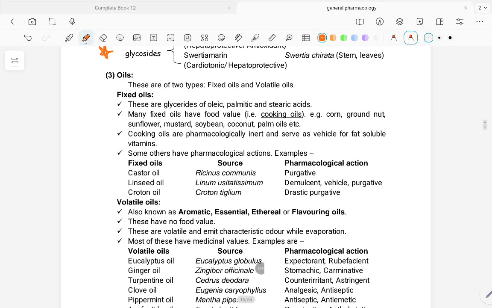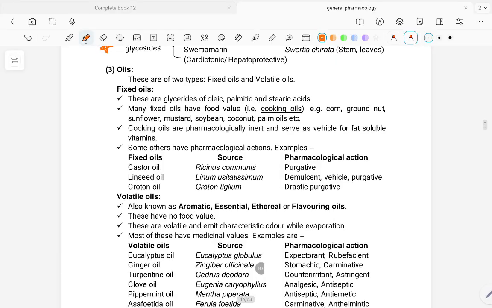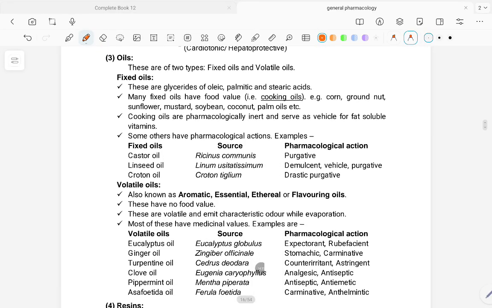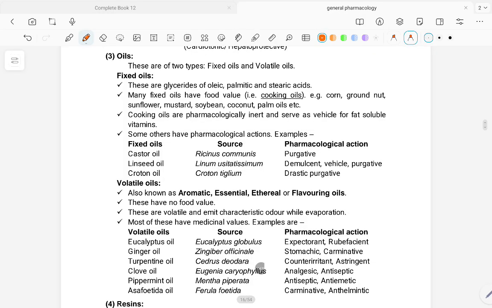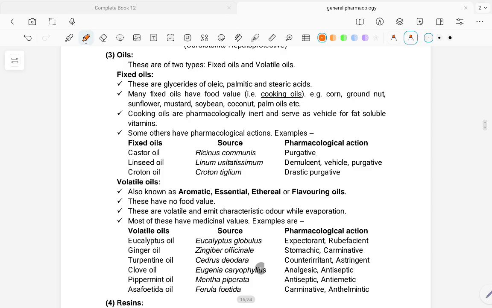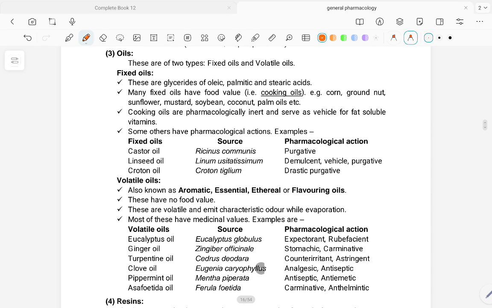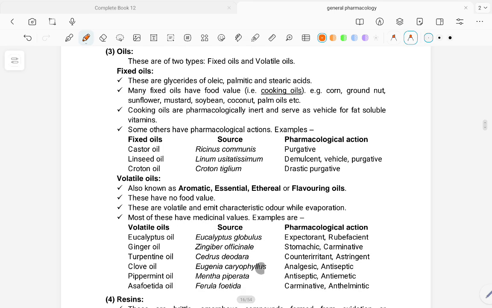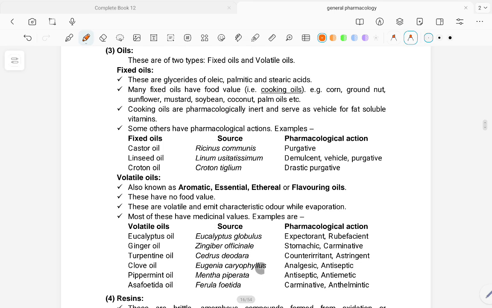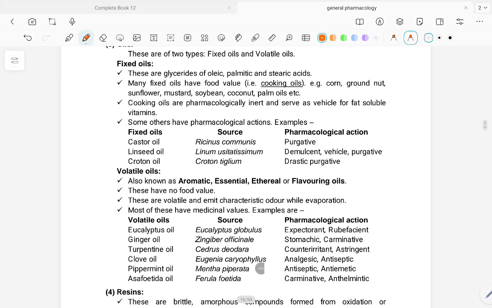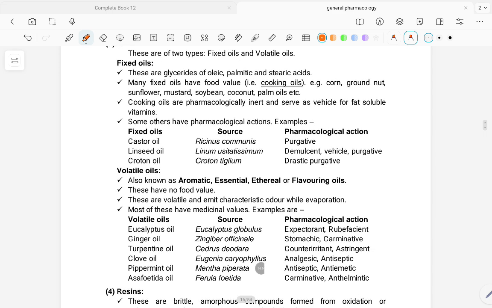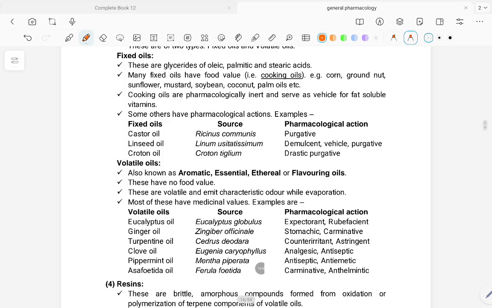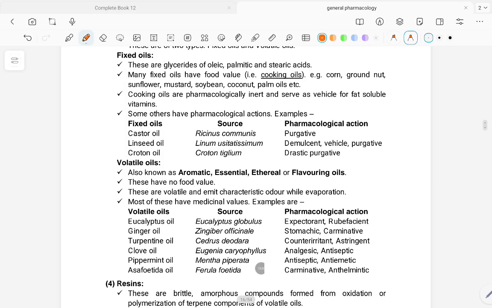Oils: these are of two types, fixed oil and volatile oil. Fixed oils are glycerides of oleic, palmitic, and stearic acid. Many fixed oils have food value. Cooking oils, for example corn, groundnut, sunflower, mustard, soybean, coconut, palm oil, etc., are pharmacologically inert and serve as vehicles for fat-soluble vitamins. Some others have pharmacological action.